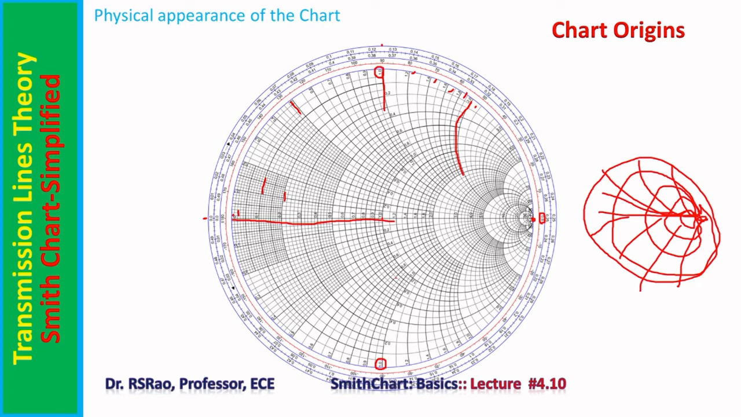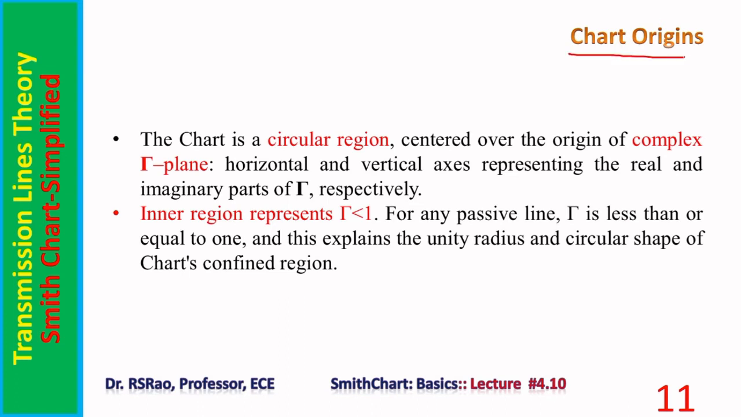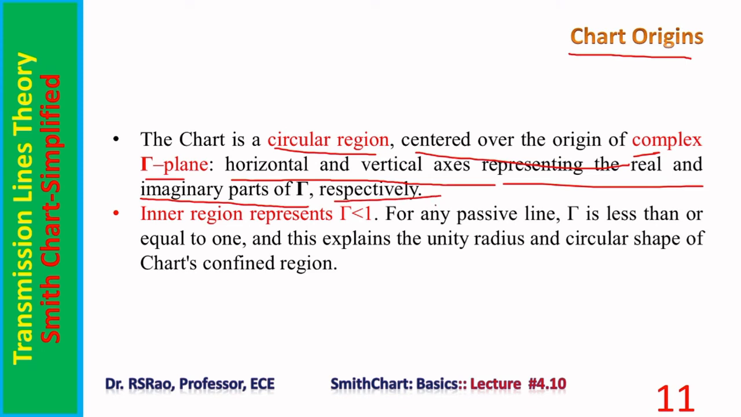Before moving further, just let me mention, these circles are called constant R circles or constant G circles. The arcs are called constant reactance or constant X arcs. Now, further description. Here, we try to connect mathematics with the features of the chart. The chart is a circular region. Now we know why it is circular. Circular in shape, centered over the origin of the complex gamma plane, with horizontal and vertical axes representing the real and imaginary parts of gamma respectively.